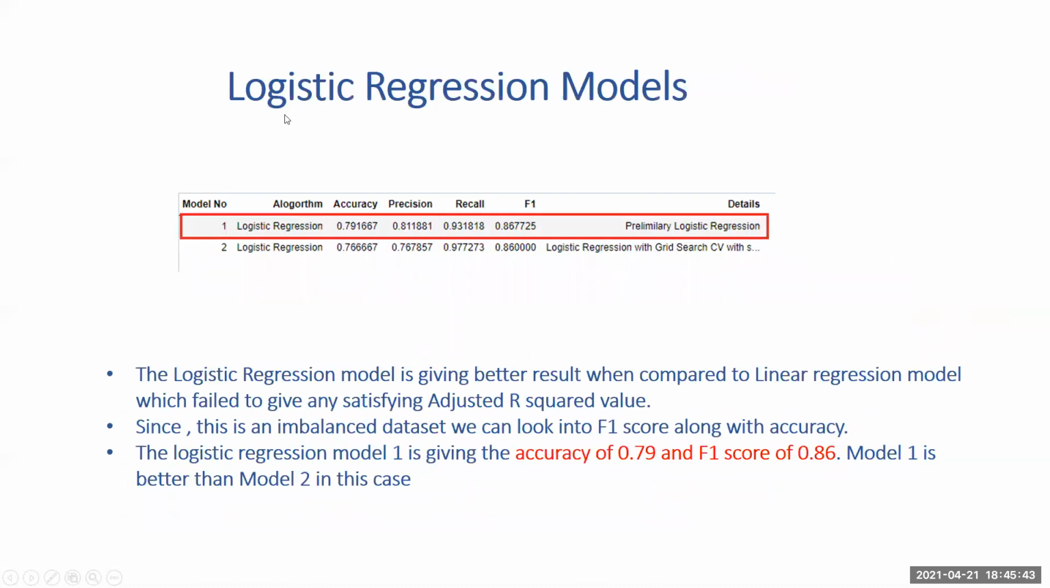So we will see some classification models which have been built. So this is the logistic regression algorithm. There were 2 models built based on the logistic regression algorithm, and we see that model 1 is showing good accuracy and F1 score. We are going to concentrate on the F1 score because we have already seen that this is an imbalanced data set. So 0.86 is a good score when we come to the classification algorithms.